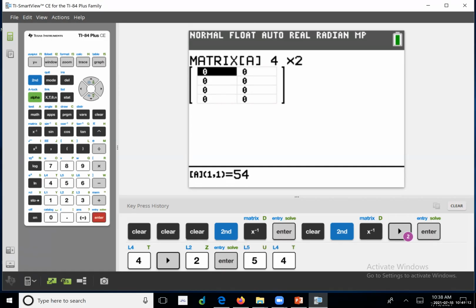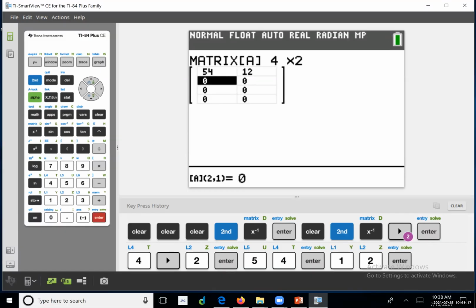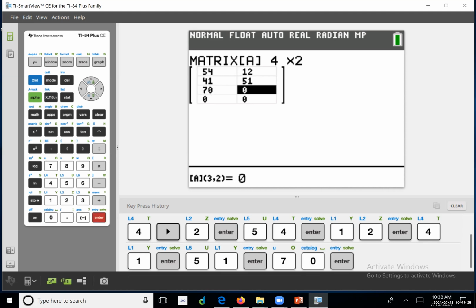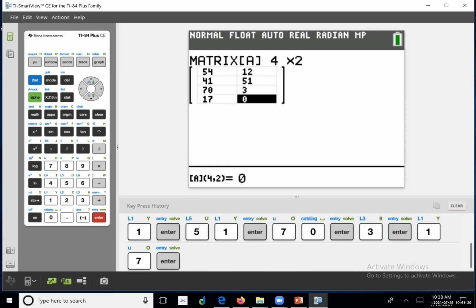54, 12, 41, 51, 70, 3. You just enter them as you see, 17, and 5. Did you all enter that?